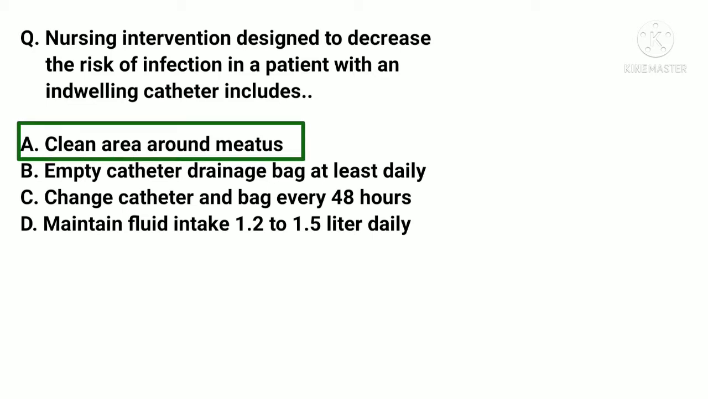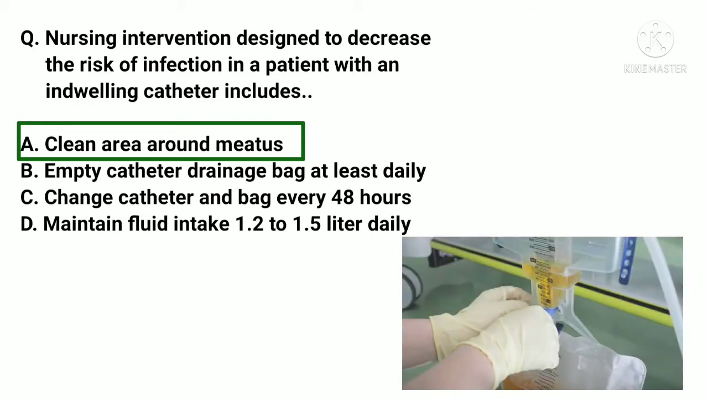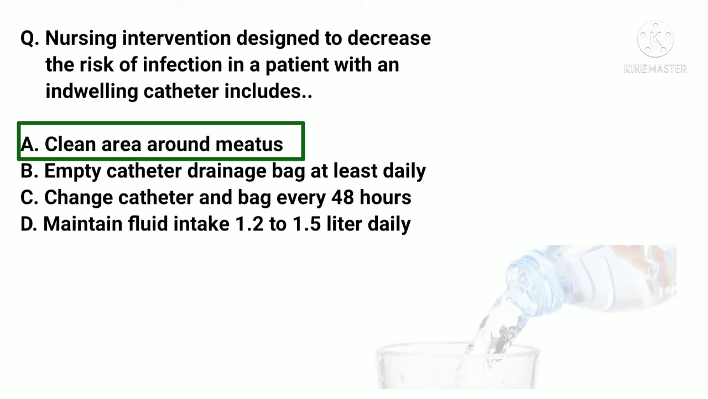Clean area around meatus. Giving perineal care including cleaning area around meatus twice a day decreases the risk of infection in a patient with indwelling catheter. Empty the catheter drainage bag at least 8 hourly because retention of urine in a bag is an excellent source of growth of microbes. Maintain adequate fluid intake between 2.5 liter to 3 liter daily to prevent retention of urine. Change catheter tubing and bag at specific interval according to institutional policy. Maintain the drainage tubing and collection bag below bladder level to flow urine by gravity.